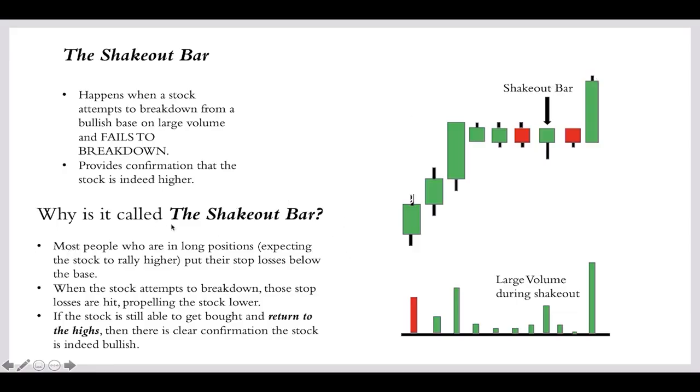Why is it called a shakeout? Most people who are in their long positions, who are expecting the rally to continue higher, place their stop losses under the base. When the stock attempts to break down, the stop losses are hit, propelling the stock lower. All those sell orders, those stop losses, are hit. It causes an influx of selling. The stock or crypto drops. And if the stock is still able to get bought and return all the way back up to the highs, then there's clear confirmation that we're going to continue higher. We already talked about this, guys, but this is a reminder. It's okay to see large volume during a shakeout before we have the igniting volume during the actual breakout.